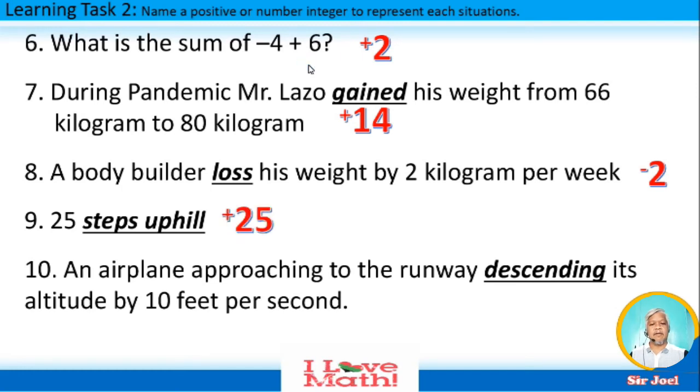Okay? And number 10, an airplane approaching to the runway descending its altitude by 10 feet per second. The word descends indicates what? A negativity. Okay? So, kung negative siya, therefore, the answer is negative 10. Ano ang opposite ng descending? Siyempre pa, ang opposite ng descending ay ascending. Okay? So, kung kanina may uphill, pwede rin naman ang opposite nun ay downhill.